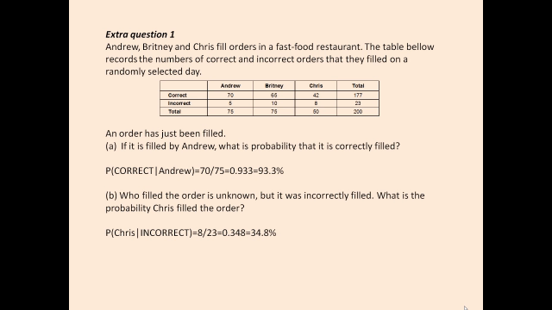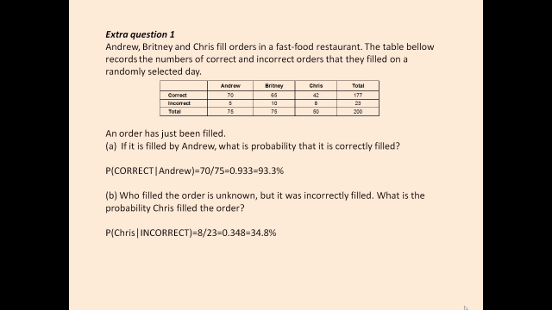We're dealing with 2 things. We know that who filled the order is unknown, but we do know it was incorrectly filled. So it's like, given incorrectly filled, what is the probability that Chris filled the order? So incorrect is our condition, and we want to find the probability of Chris in that context. Now, as soon as we've written it up in that way as a conditional probability, we know the technique is to focus on the subset of the contingency table that relates to the condition. Here our condition is incorrect, so we look only at the incorrect row.